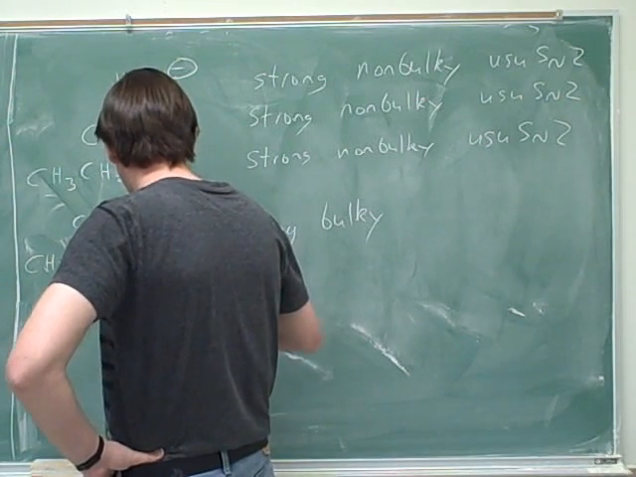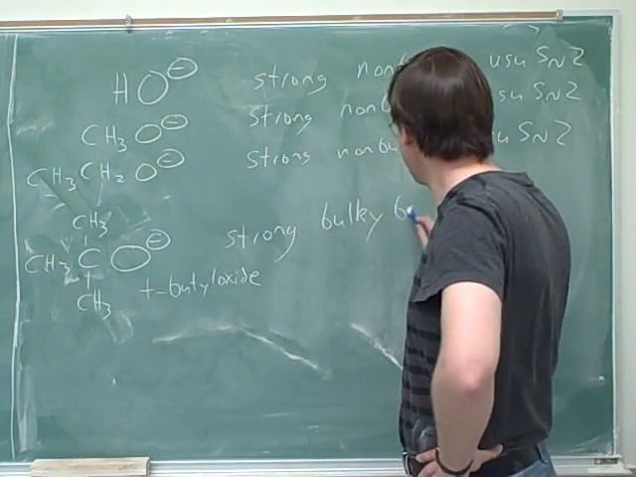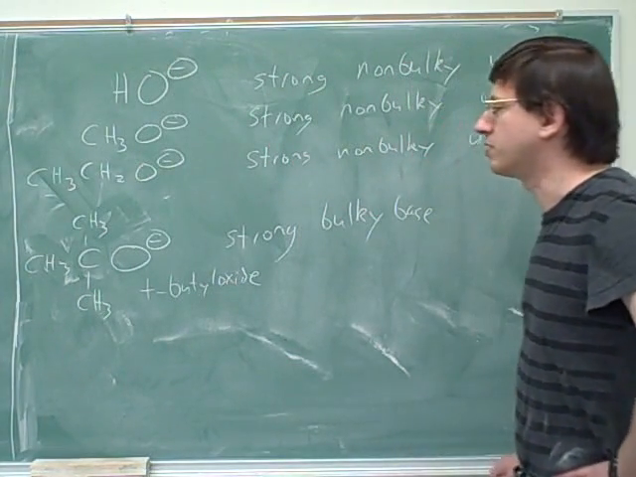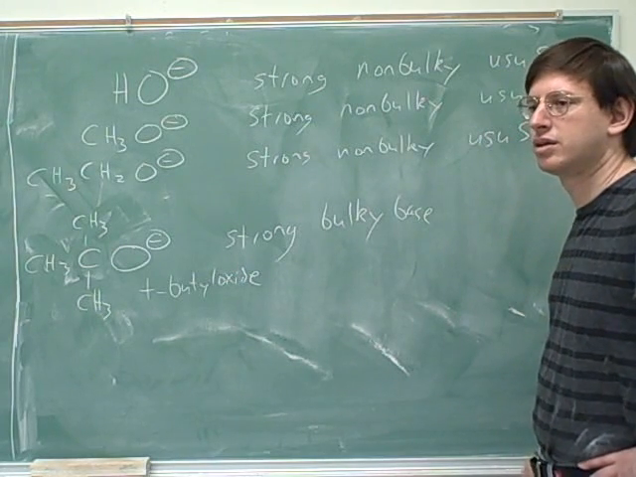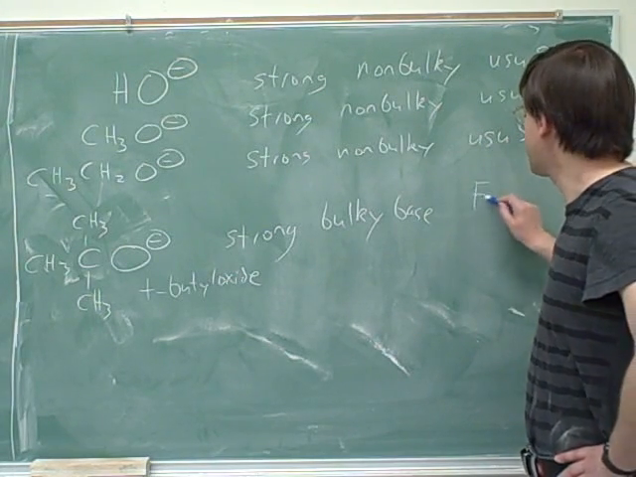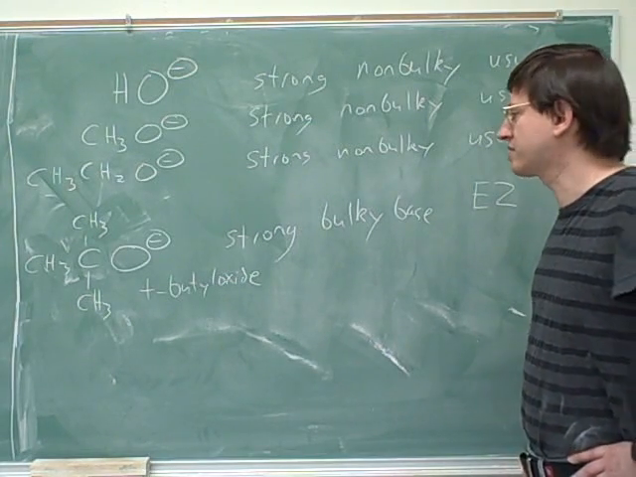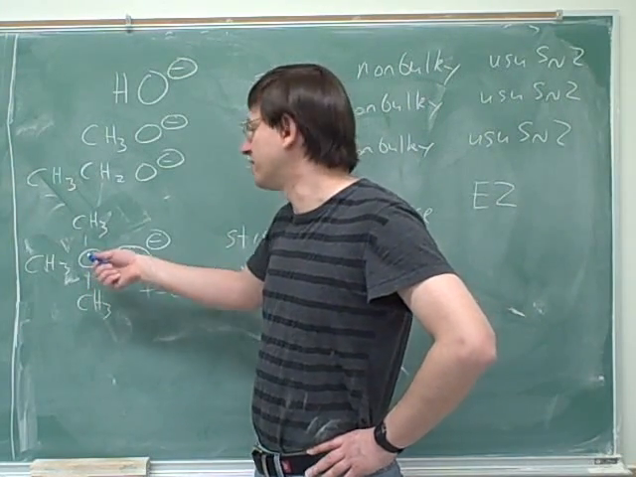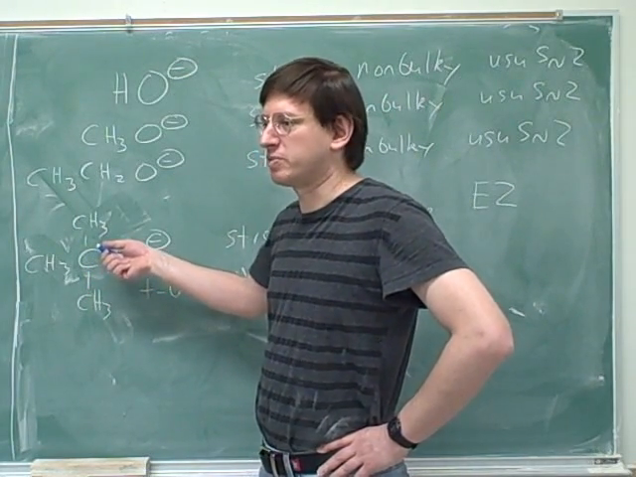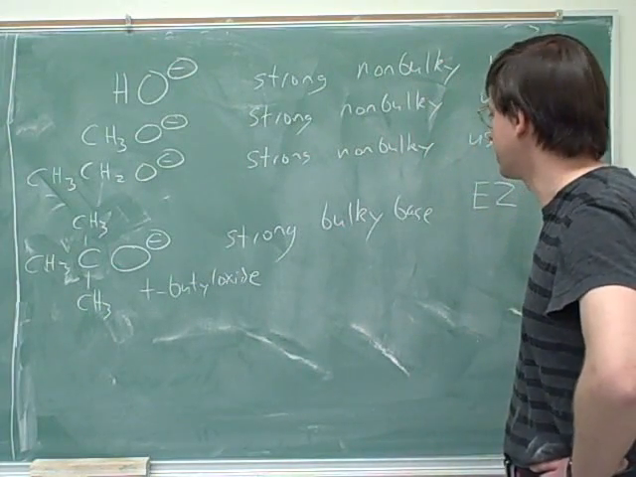Tert butyl oxide. Strong, bulky base. So is this going to favor E2 or SN2? E2. Because what's the big obstacle to SN2? Steric hindrance that blocks the nucleophile. Well, this has too much steric hindrance. So this could almost never do an SN2 reaction. It's pretty much impossible for this to do SN2. It's almost always going to be an E2 reaction.